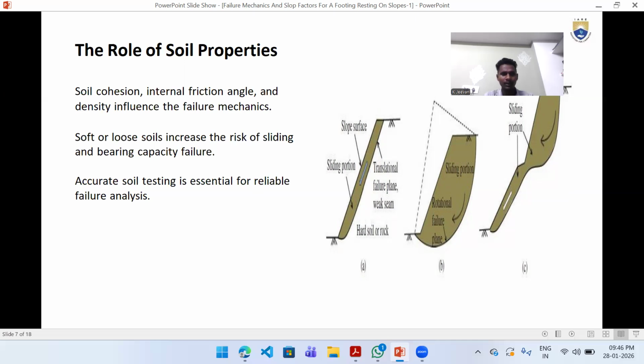In main, soil testing is essential. Hard soil or rock with a weak seam can also fail. Soft or loose soil increases the risk of sliding and bearing capacity failure.